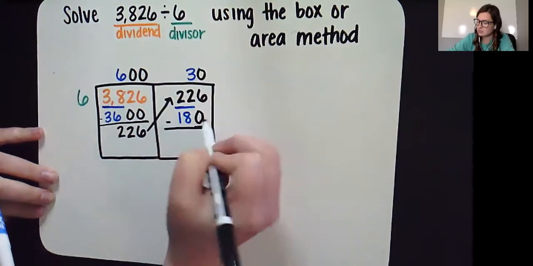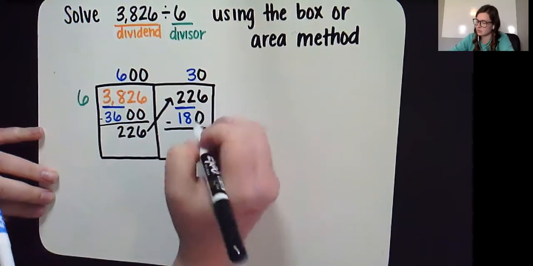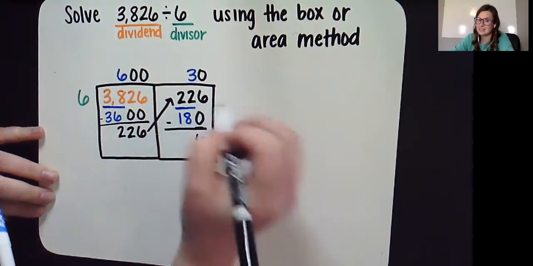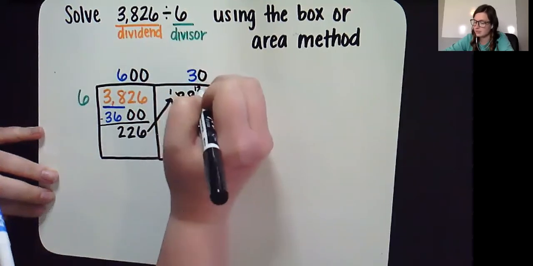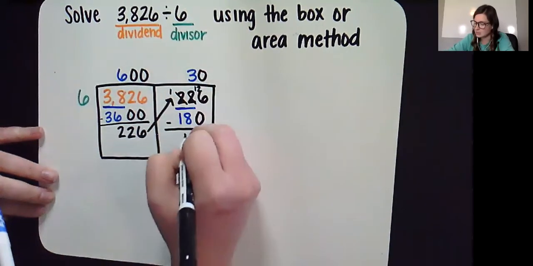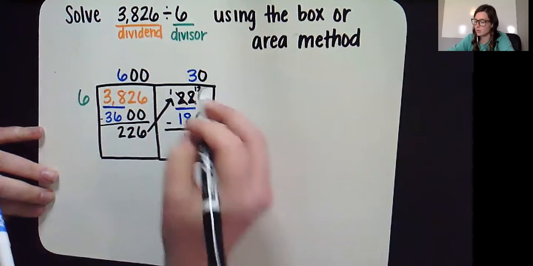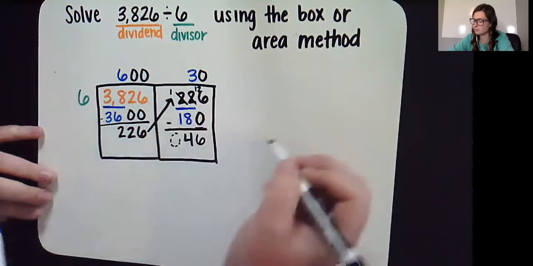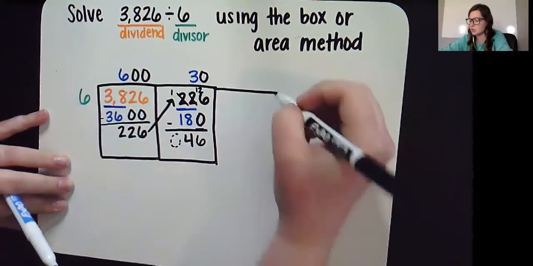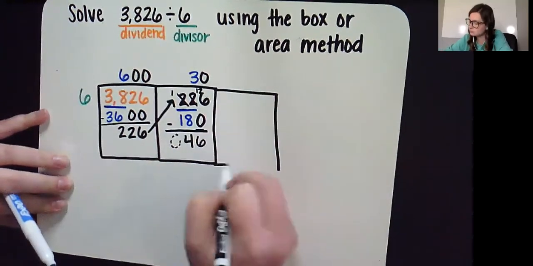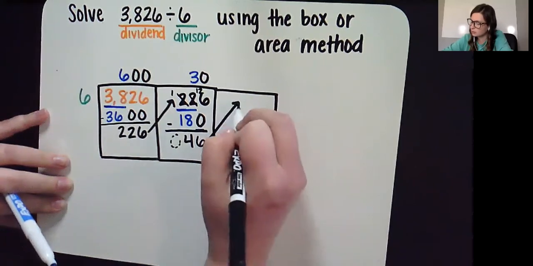I'm ready to subtract. 6 minus 0 is 6. 2 minus 8 I cannot do, so I'm going to need to regroup. Now I've got 12 minus 8 is 4, and 1 minus 1 would give us 0. 46 is bigger than 6, so we're going to keep going. Bring 46 up here.